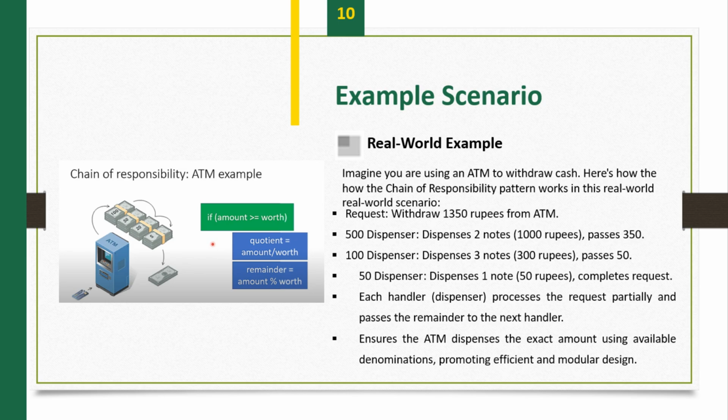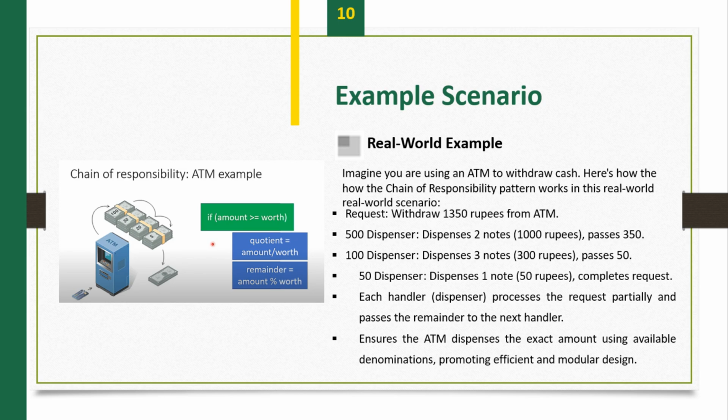The final dispenser in the chain is the 50 rupee dispenser. It dispenses one note and there is no remainder left. The request is complete. How does it work? Actually, in partial processing, each handler, also known as a dispenser in this example, processes part of a request and passes the remaining part to the next handler. This ensures that the ATM can handle any withdrawal amount using the available denominations. It also provides modularity. Each dispenser works independently. If you need to add or remove any denomination, you can easily do so without affecting the whole system. No handler is dependent on any other handler.